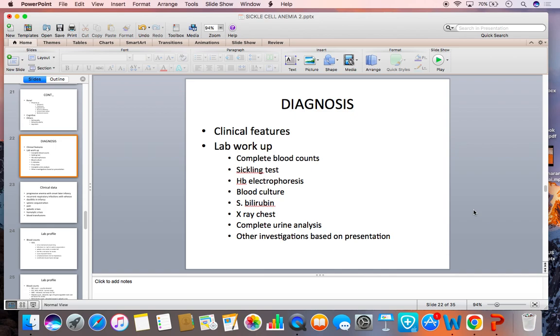Then coming to the diagnosis. Diagnosis is made on the history, the clinical features, and laboratory workup. What is the laboratory workup we are going to do? Go for complete blood count, sickling test, HB electrophoresis, blood culture, serum bilirubin, X-ray chest, complete urinalysis, and other investigations based on presentation.